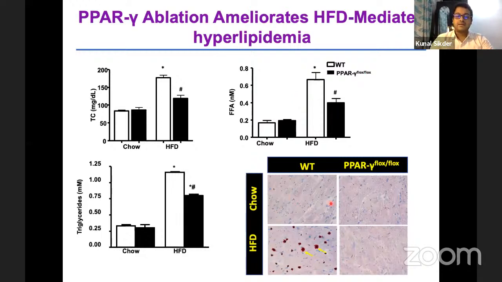The flox one is the knockout one. And this is the heart, the left ventricular section from the wild type chow. This staining is called Oil Red O staining, which stains the neutral fat deposited in the heart. In the high fat diet, you can see a lot of blotches of this red stain. That means the heart is full of these neutral fats. But in wild type, there are only a few. In PPAR gamma knockout, even with the high fat diet, there are only a few. So that means PPAR gamma definitely has an effect on high fat diet mediated hyperlipidemia.